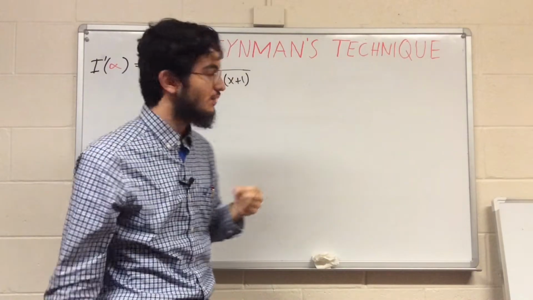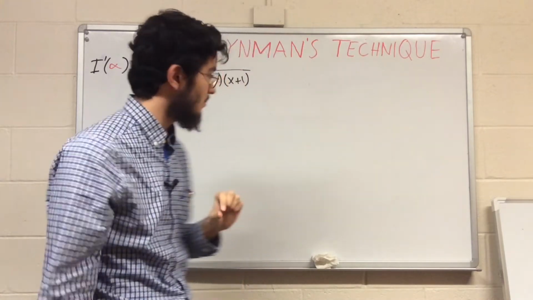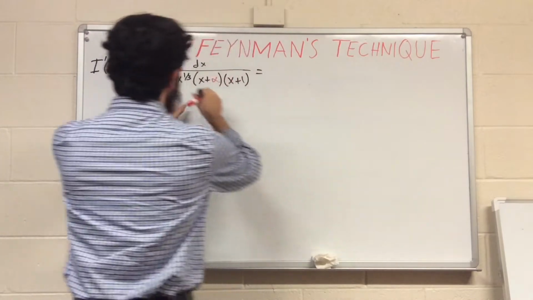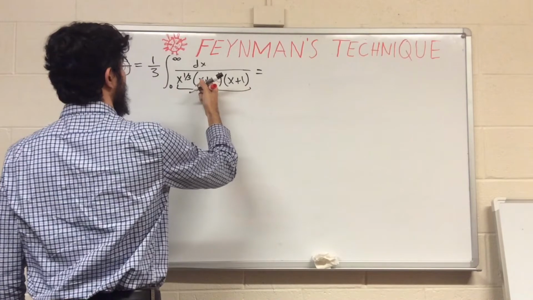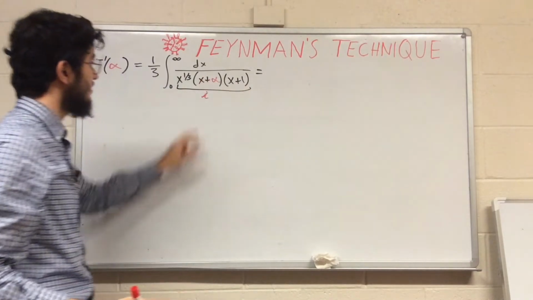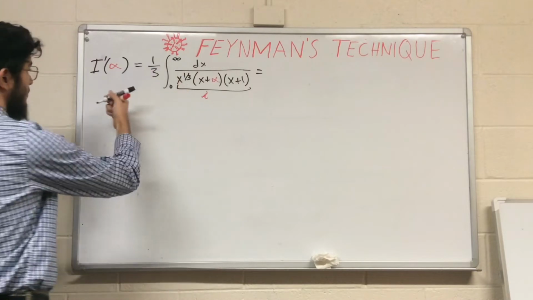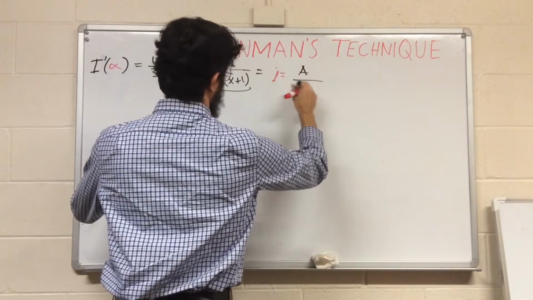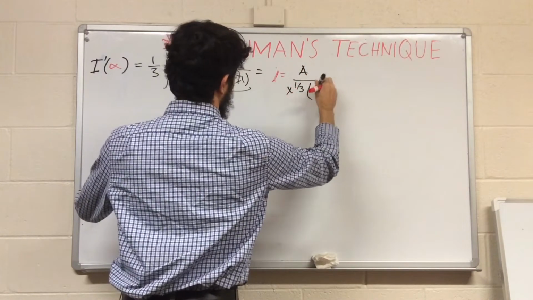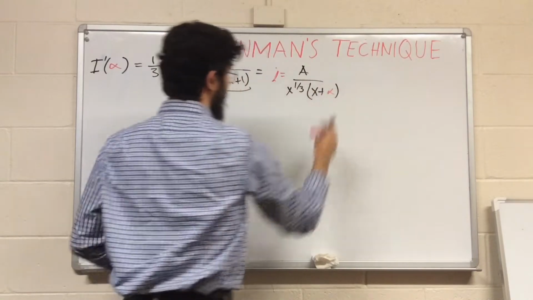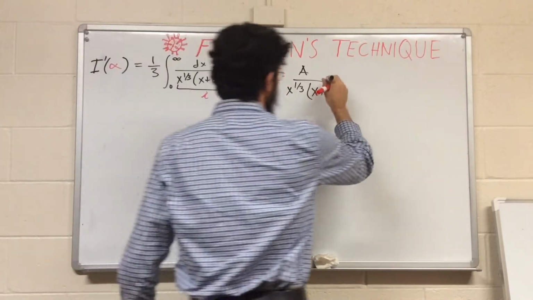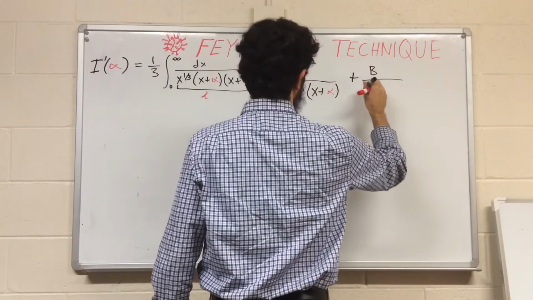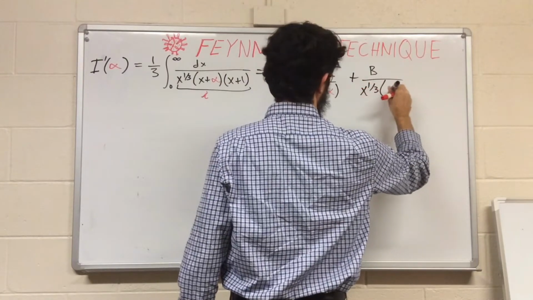Okay, so now we're going to use partial fraction decomposition, but it's going to be a special way to do it. So we're going to let this integrand, we're going to call it little i, lowercase i, equal to a divided by x to the 1/3 multiplied by x plus alpha, okay? And that's going to be our a, and then plus b, which is going to have x to the 1/3 on the bottom multiplied by x plus 1.